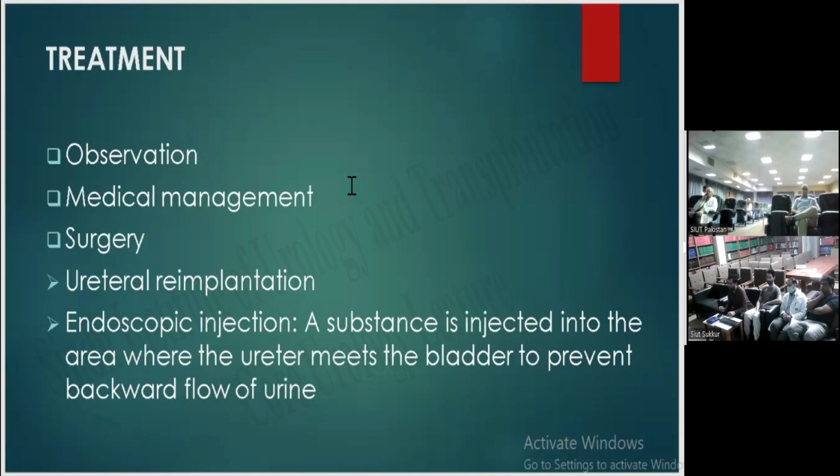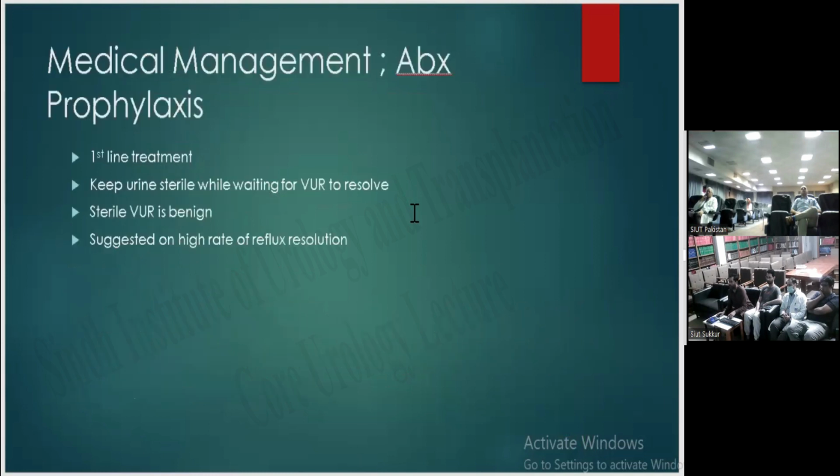Treatment: observation, medical management, and surgery, either ureter reimplantation or endoscopic surgery, in which a substance is injected into the area where the ureter meets the bladder to prevent backward flow of urine. It is called Deflux.